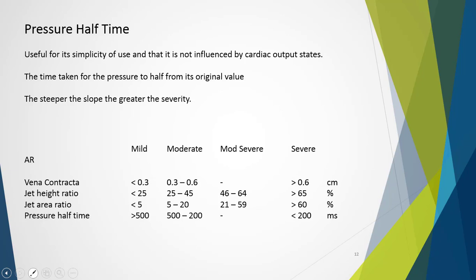Pressure half time is useful for its simplicity and the fact that it's not influenced by cardiac output states. It's basically the time taken for the pressure to halve from its original value. And as we've mentioned before, the steeper the slope, the greater the severity. So in our table here, we can look at a number of the features, everything from vena contracta, jet height, jet area, and pressure half times. And then any of the measurements we obtain, we can scale from mild through to severe.